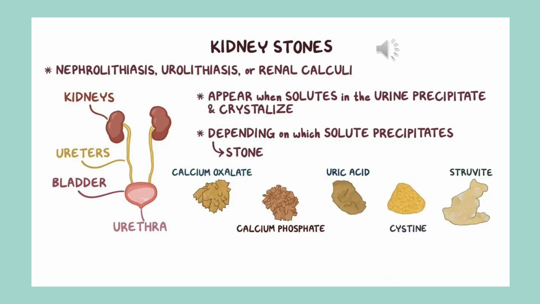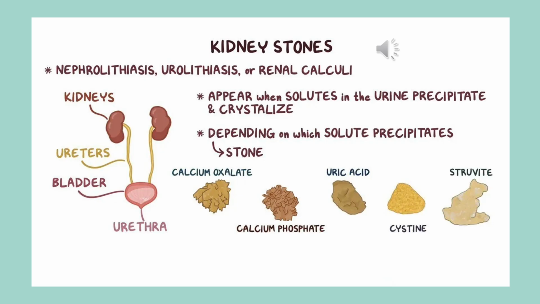All right, so just taking another look at the different types of kidney stones and their composition. Kidney stones form, again, when solutes in the urine precipitate and they crystallize. So the type of stone depends on which solute precipitates during the process. Again, the most common type is going to be a calcium oxalate, followed by a calcium phosphate stone. These are often linked to high levels of calcium that are found in the urine.